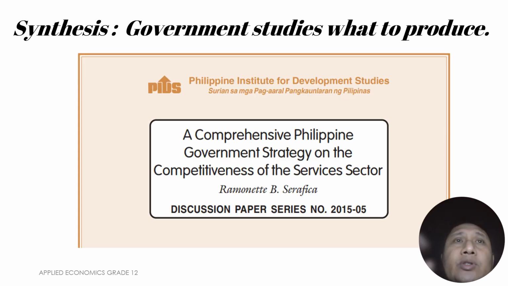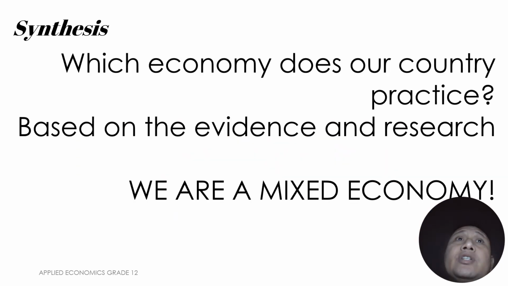Government studies what to produce. See, when you talk about supplier and when you talk about the needs of these consumers, you study that, then what does it mean? You are focused on consumer and supplier, and that's market economy. So which economy does our country practice? Based on the pictures, we are in a mixed economy.